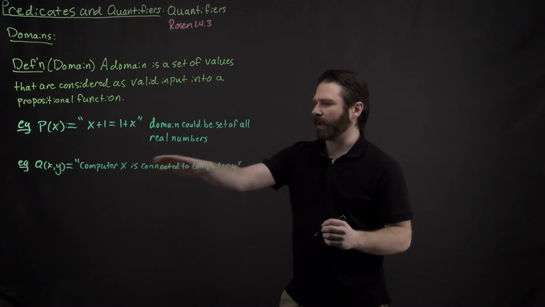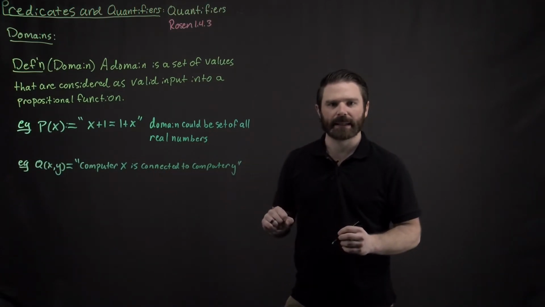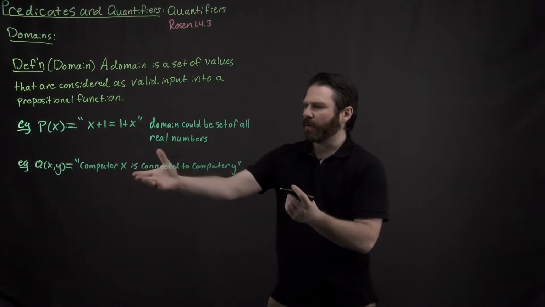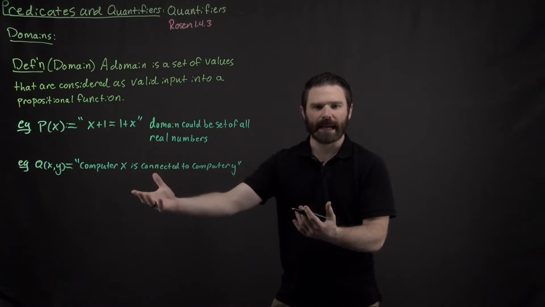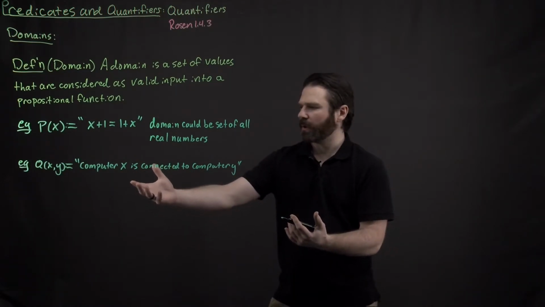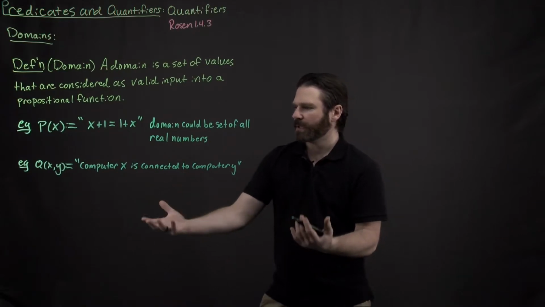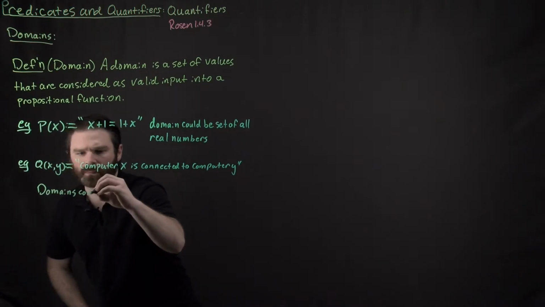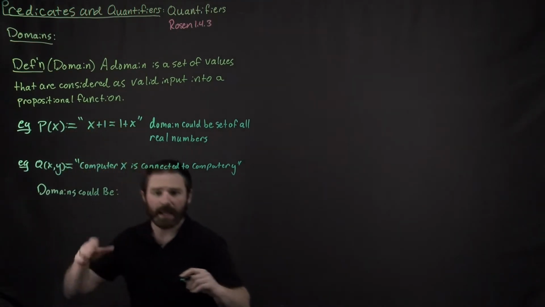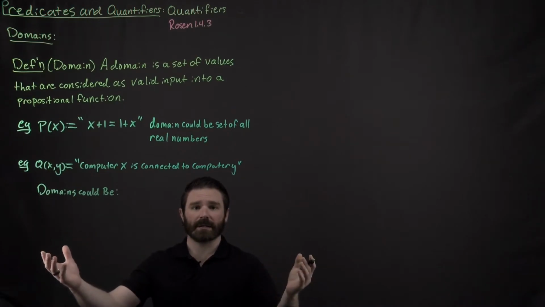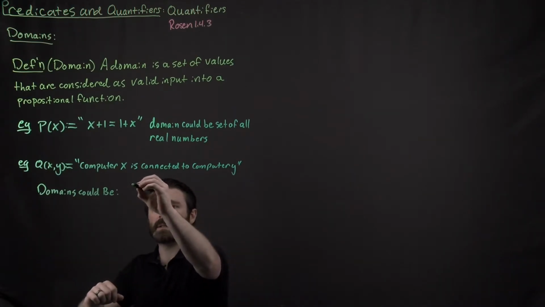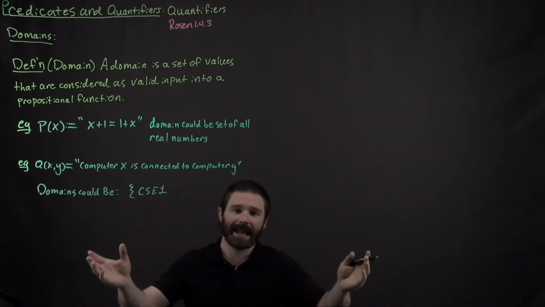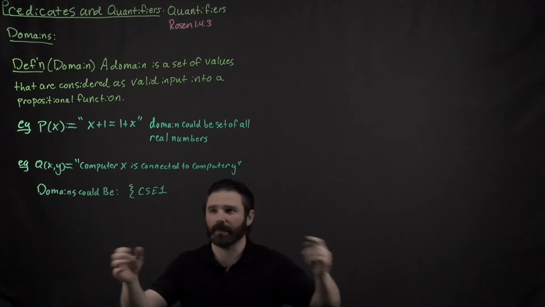As another example, just like we saw in the previous video, we could define a propositional function as computer X is connected to computer Y. And so for this one, the domain is really going to depend on the context that you're talking about. There are a bunch of different domains that you could think of. One possible domain, if, for example, you were talking about computers in the computer science department, is the set of all possible names of computers that are in the computer science department.